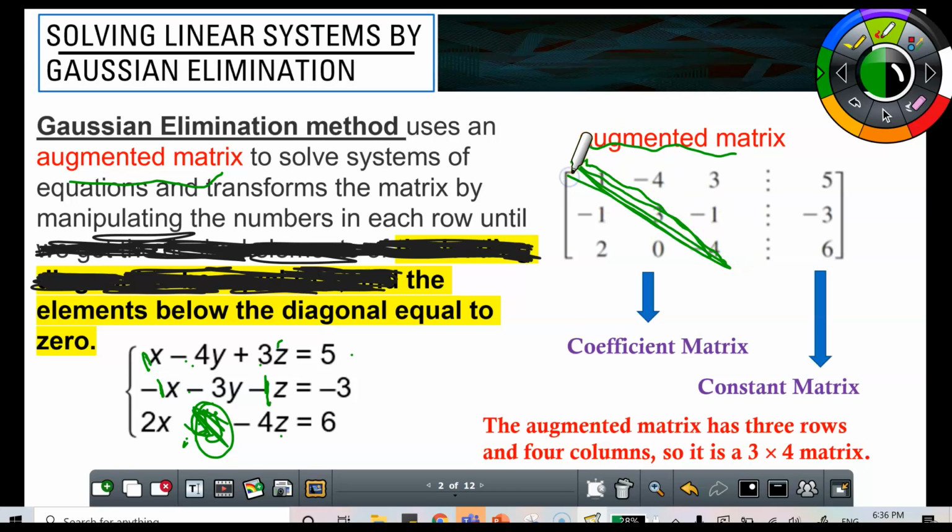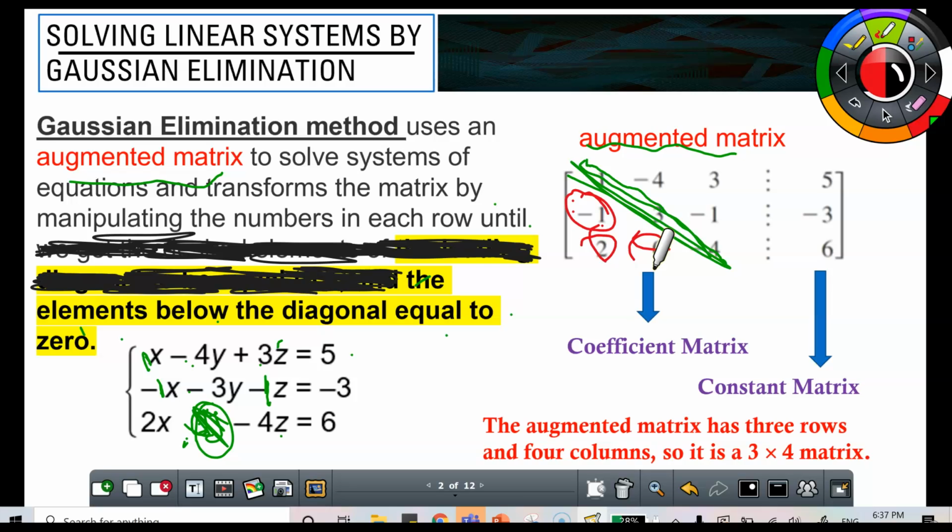And here in the concept it says what? Until the elements below the diagonal equal 0. So to solve the system of equations using this matrix method, we need to find the diagonal and manipulate the numbers inside until all the elements below it become 0. Then you can solve the problem. We're going to see two systems of equations today.